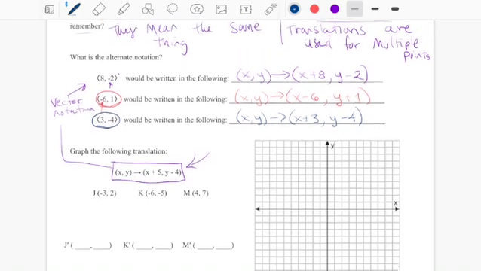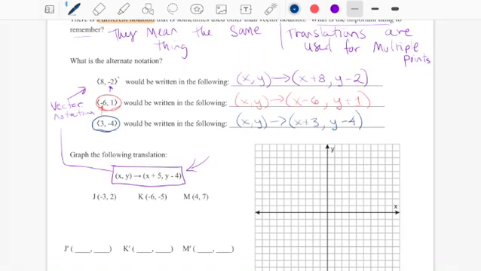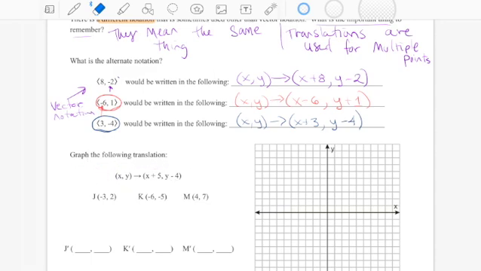Okay, so let's graph the following using this notation, right? So we've got 3 points. We've got J, which is at negative 3, positive 2. So that's J. And then we've got K, which is at negative 6, negative 5. So negative 3, negative 6, and then 1, 2, 3, 4, 5. So that would be K.